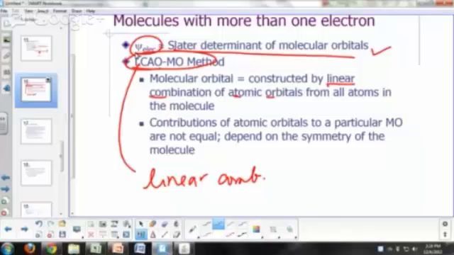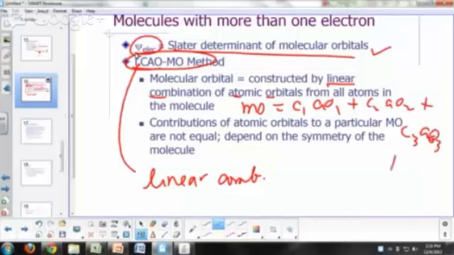So you're going to say your molecular orbital would be equal to C1 AO1 plus C2 AO2 plus C3 AO3 and so on. Where AO1 is the function for atomic orbital number 1, AO2 is the function for atomic orbital number 2, AO3 would be the function for atomic orbital number 3, and so on. C1, C2, and C3 are just the coefficients. So they have different contributions to the molecular orbitals depending on the symmetry of the molecule.